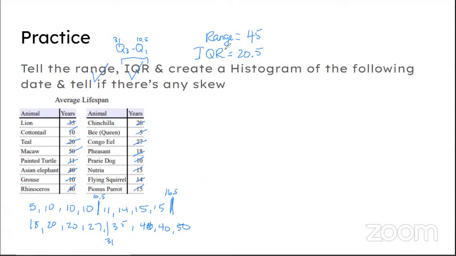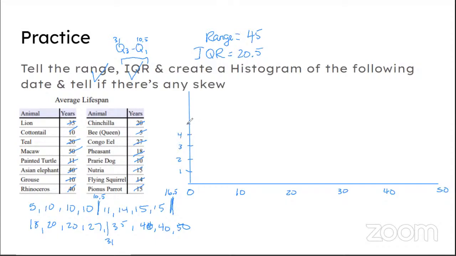Ah, man, I need my straight line again. All right, let's go by tens. So we'll go 0, 10, 20, 30, 40, 50. Let's see. 1, 2, 3, 4, 5. I don't know if there's going to be more than 5. Let's see. All right, I'm going to go and choose a different number.